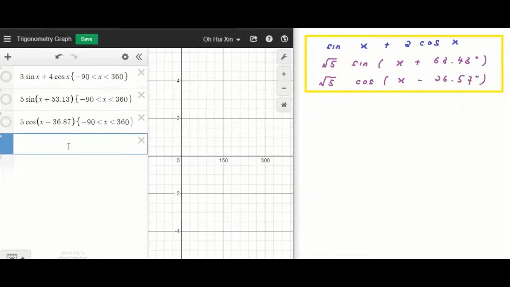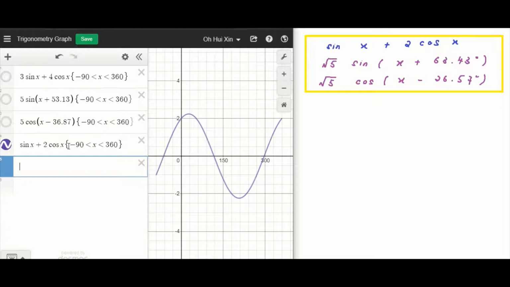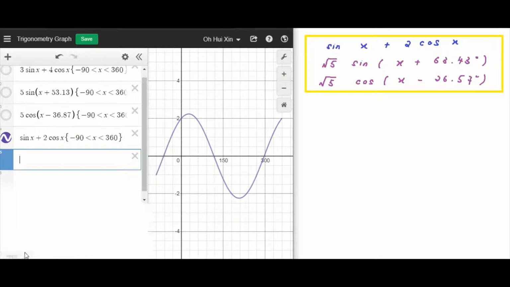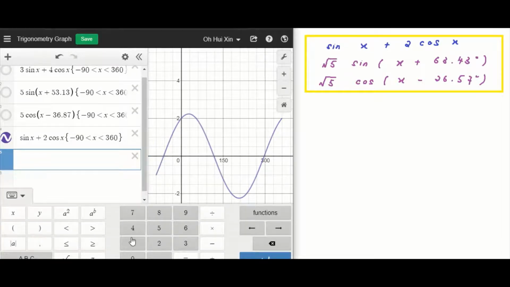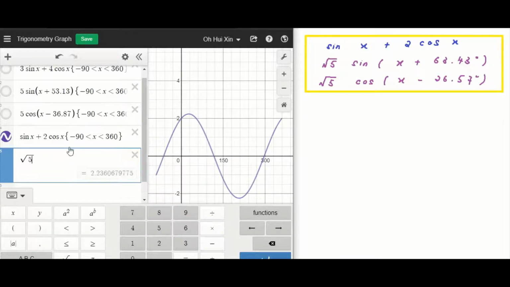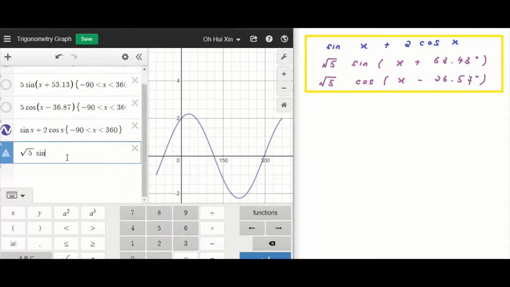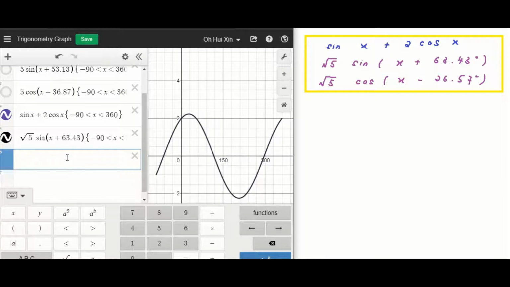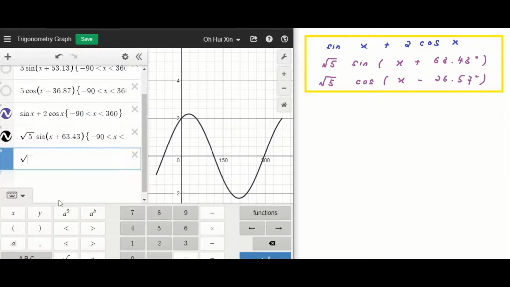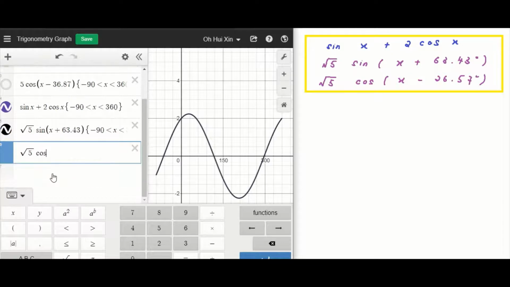Let us key in the three graphs, starting with sine x plus 2 cos x. Same thing, we put a range. Then after that, square root 5, sine x plus 63.43, with the same range. Then I do the same thing for the next one, square root 5 again, and then cos x minus 26.57 with the same range.